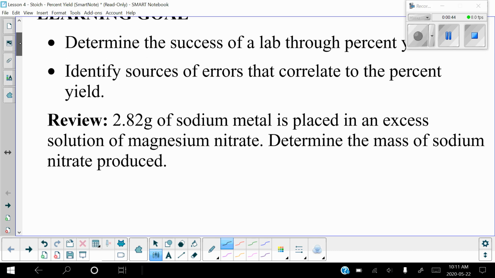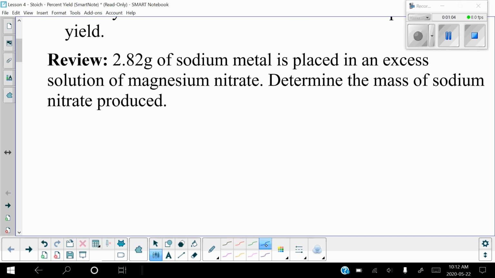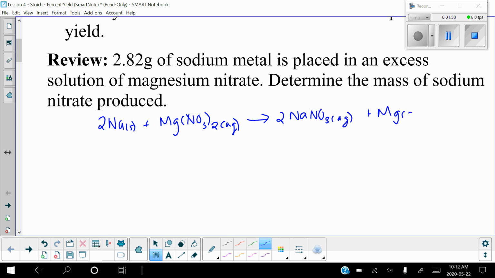Let's get started by first doing some review of a gravimetric Stoich problem. The review says 2.28 grams of sodium metal is placed in excess solution of magnesium nitrate. Determine the mass of sodium nitrate produced. The first thing that you're going to do is write a balanced reaction. So, 2 sodiums react with magnesium nitrate. Remember to include your states, your coefficients. It's going to produce 2 sodium nitrates and magnesium metal, which will be solid.